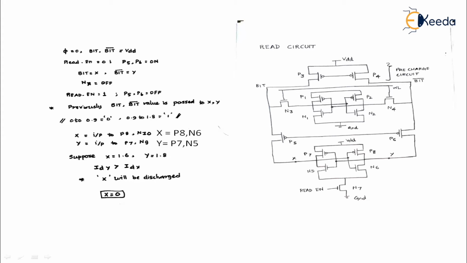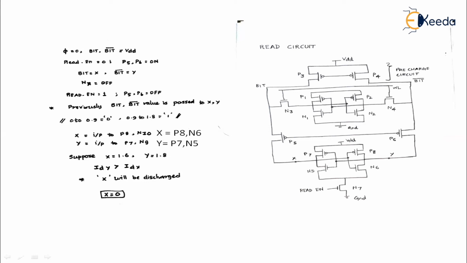Now see, X is acting as an input to P8 and N6. It's not N10. X is going to act as an input to P8 and N6, and Y is going to act as an input to P7 and N5, right? So this inverter is getting the input from Y, and this inverter is getting the input from X, right? Suppose my X is 1.6 volt. Okay, bit voltage was already there and that has been transferred. Consider my bit line voltage is 1.6 and my bit bar line voltage is 1.8.